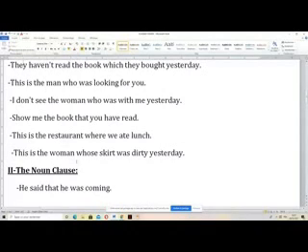Can I try this one? Yes, of course. Your name, please. This is Sufyan Radwan. This is the woman whose skirt was dirty yesterday. The dependent clause is "whose skirt was dirty yesterday," and it functions as an adjective clause describing the noun "woman." Okay, yes, good. Thank you.